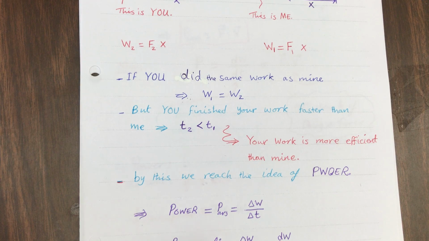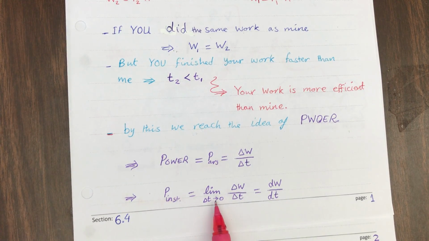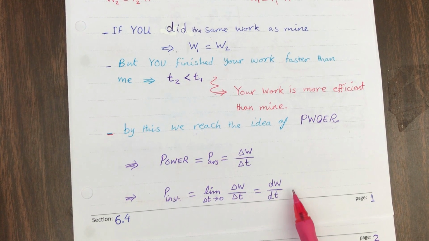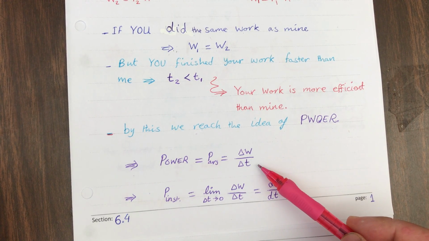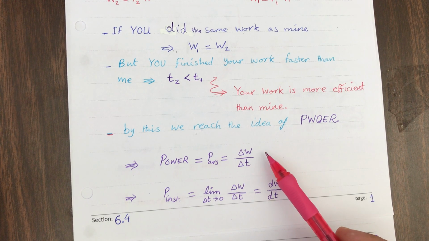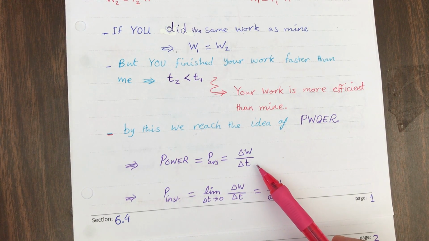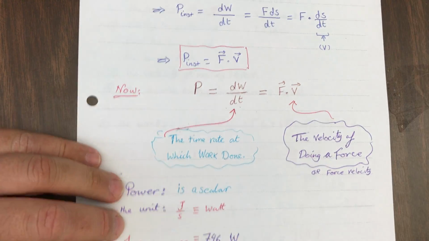And the instantaneous power will be equal to the limit when delta T goes to 0, which is dW over dt. So the work divided by the time spent is the power. If you did the same work with less time, then your power will be more. Okay?